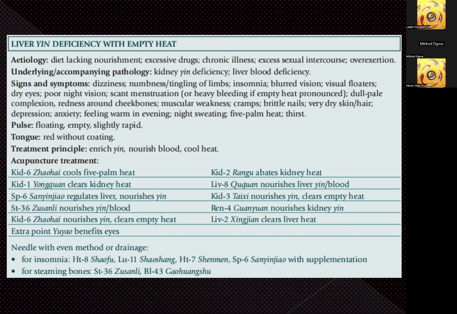For insomnia, so yung heart point po, heart 8, lung 11, heart 7, spleen 6 with supplementation. For steaming bone, stomach 36 po at bladder 43. And para sa liver, yin deficiency with empty heat.